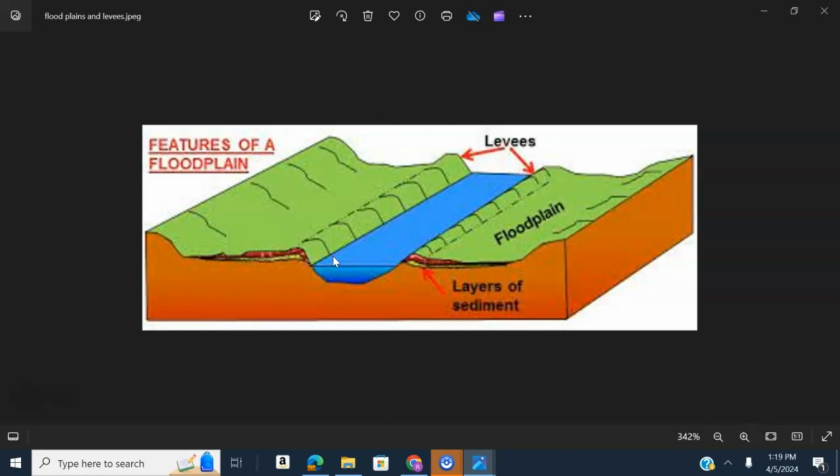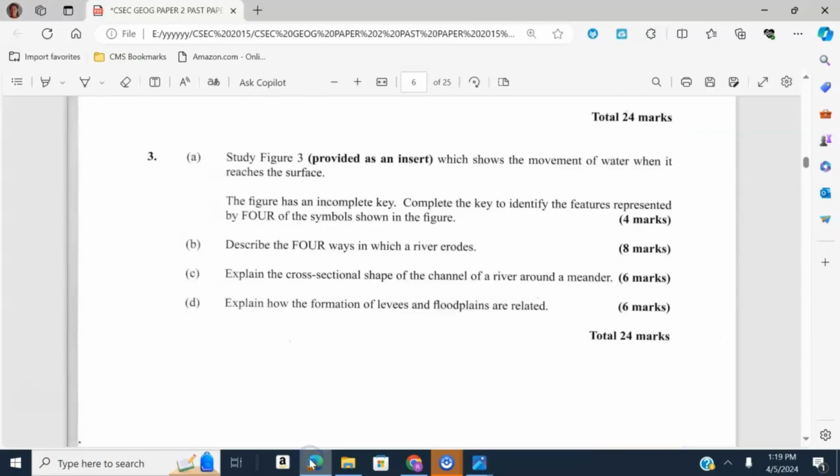As the name suggests, it's a plain, it's flat. The levee is a higher feature, while a floodplain is flat land that material is deposited on, especially when the river floods. So levees and floodplain are very much related or similar in some sense. They share a relationship as it relates to their formation. Once you're able to answer that, that's 6 marks.